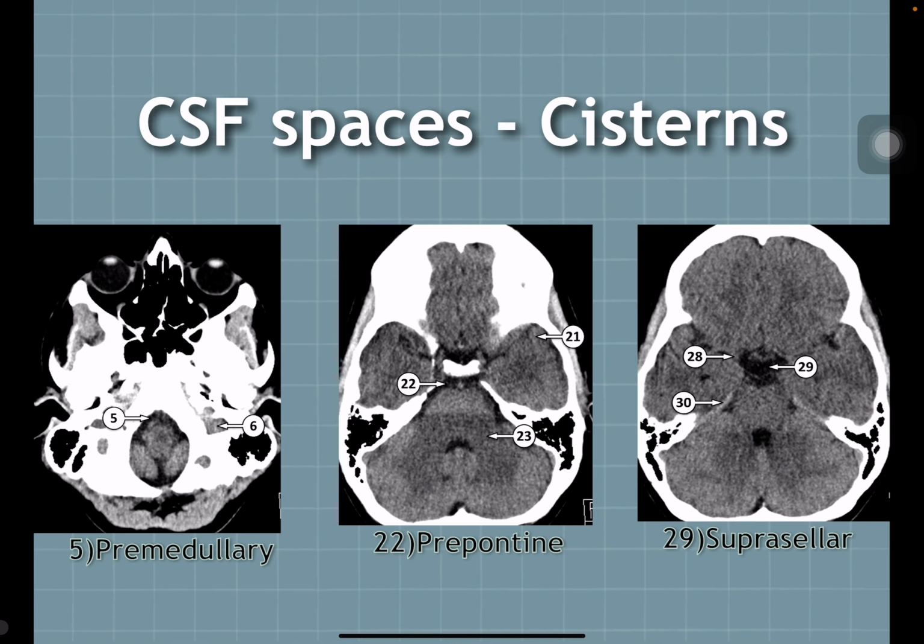So next, CSF space. There are also many cisterns intracranially as a part of the subarachnoid spaces. For example, here we have premedullary cistern in front of the medulla, prepontine cistern, suprasellar cistern, interpeduncular cistern, ambient cistern, and quadrigeminal cistern.